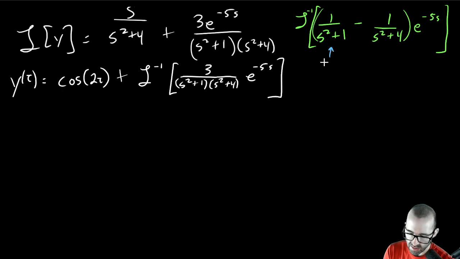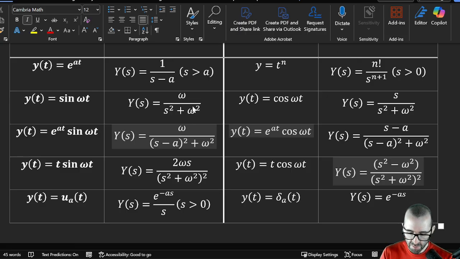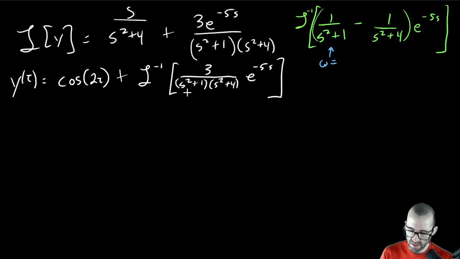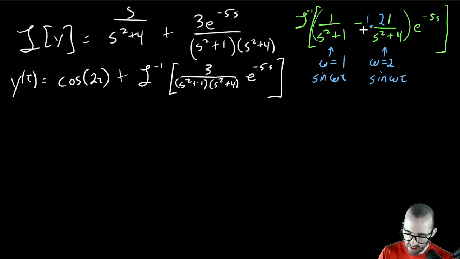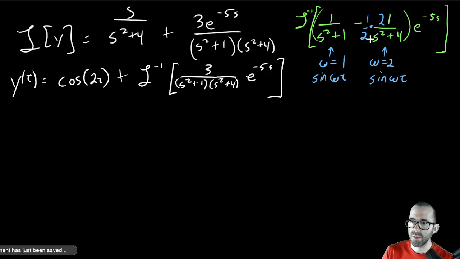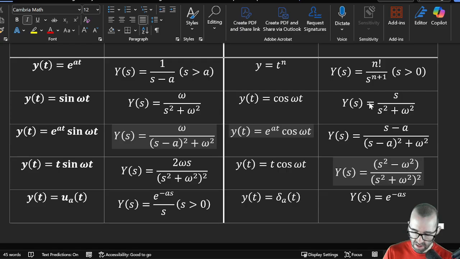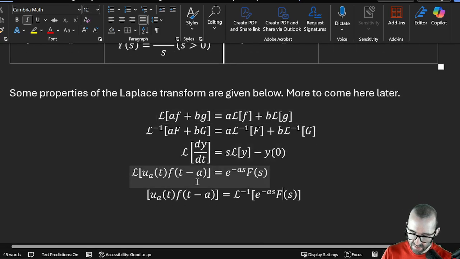So here is going to be omega equals, is it negative 1 or positive 1? Positive 1. And here is going to be omega equals 2. And again, this is for sine of omega t. This is also for sine of omega t. But here, in order for omega to be 2, we have to multiply by 2 and divide by 2. And then we'll use the property down here.